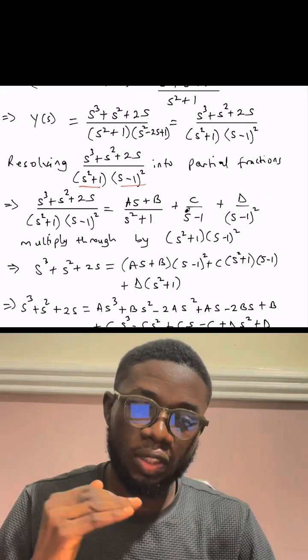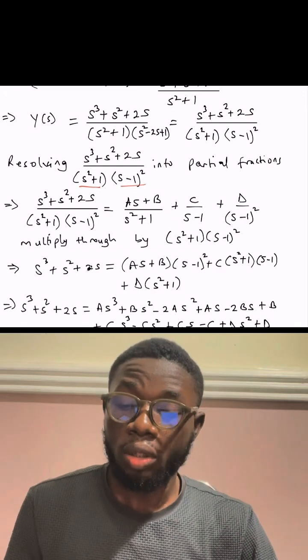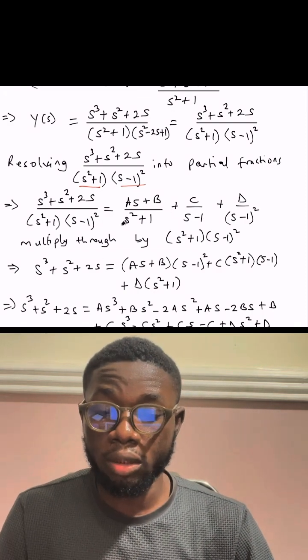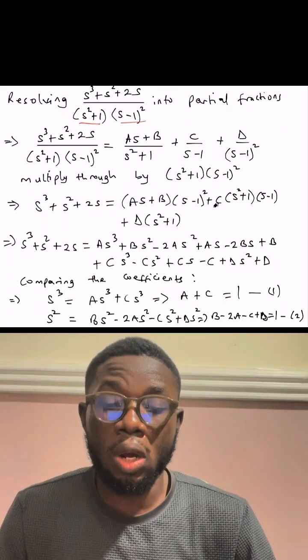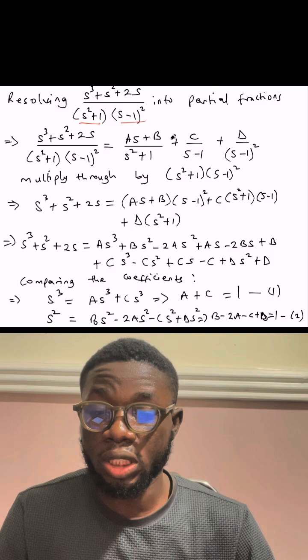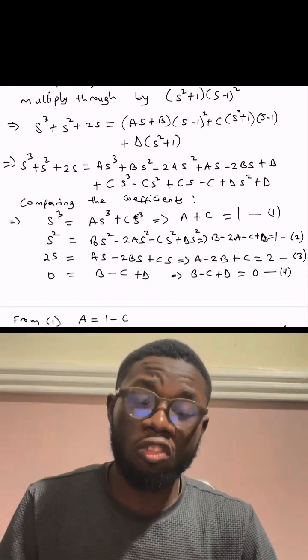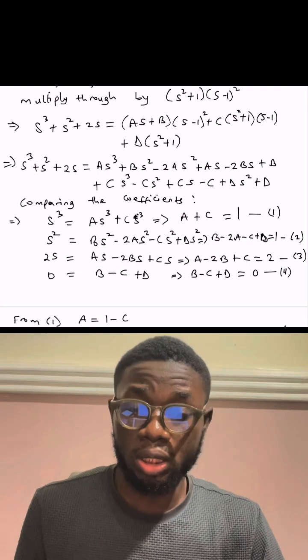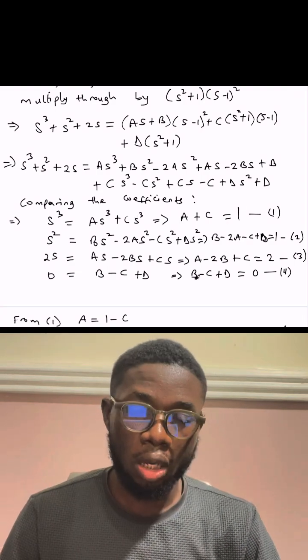So I believe that anybody doing this knows what partial fraction is about already. So then you do your partial fraction. What we're doing is trying to solve for the constants a, b, and so on. If you don't know how to solve partial fractions, you can let me know in the comment section, and I will make a video on how to solve partial fractions as well.